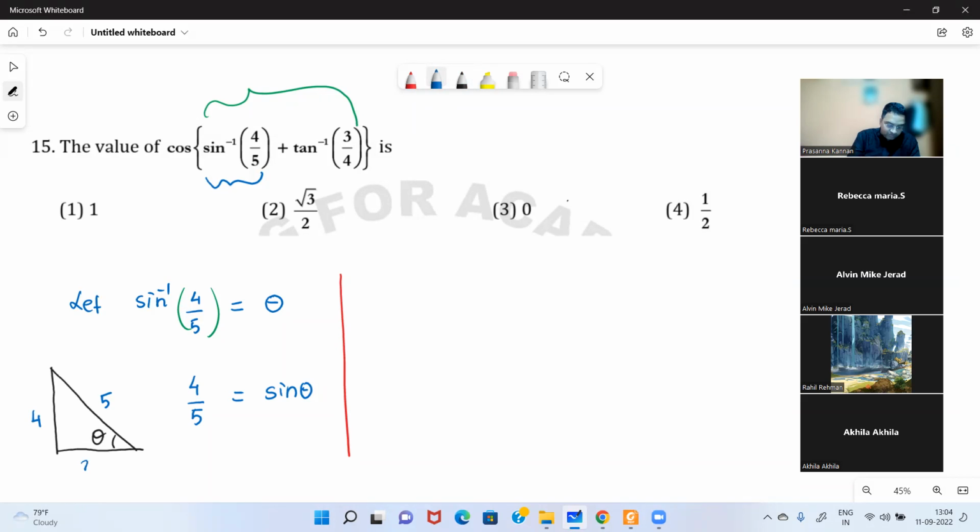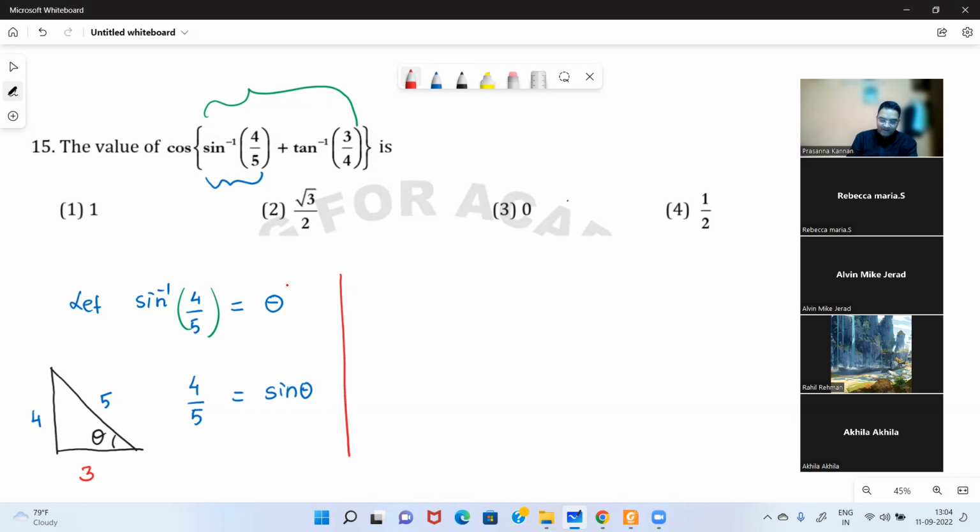Can you tell me what this one is? 3, right? Pythagorean triplet. If you don't know that, you can use hypotenuse square is equal to the sum of the squares of the other two sides. So 4 square plus x square is equal to 5 square. Then x square, you will get as 25 minus 16, which is 9. So x will be 3.